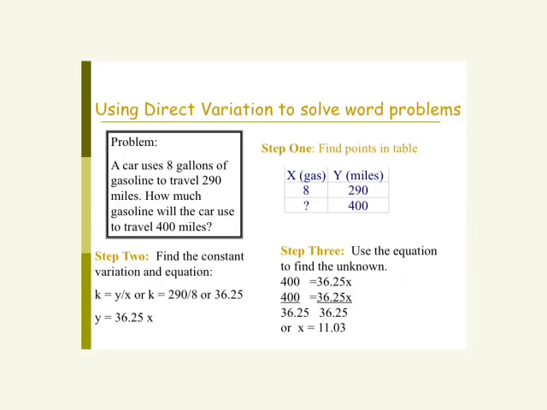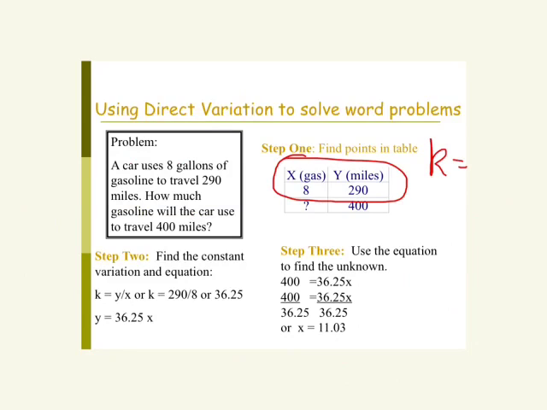In an application problem, we have the same type of thing. A car uses 8 gallons of gasoline to travel 290 miles. How much gasoline will the car use to travel 400 miles? Well, we identify which is going to be our x and which is going to be our y. And now we're going to find our k.